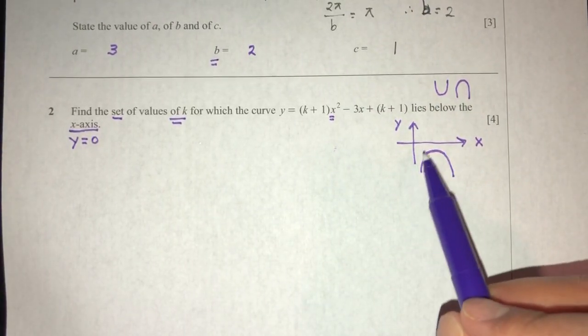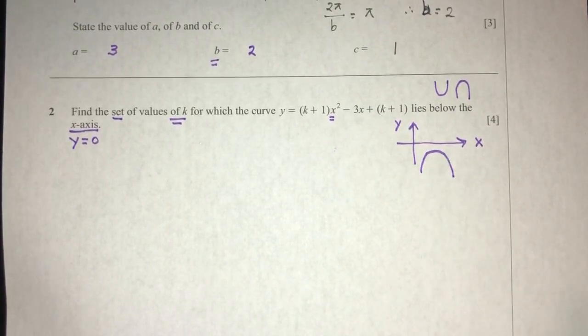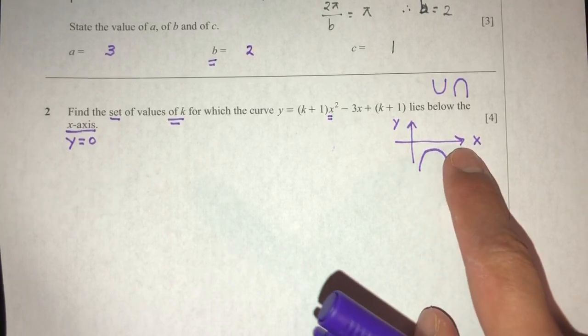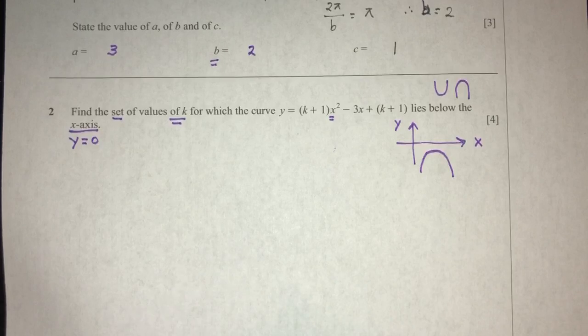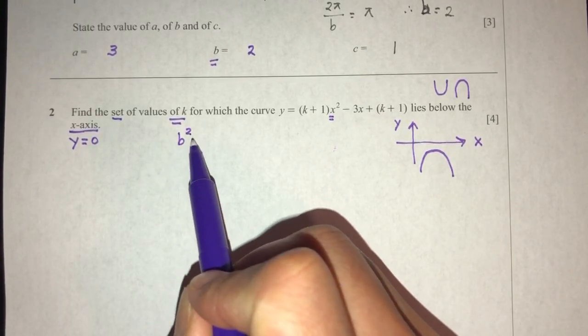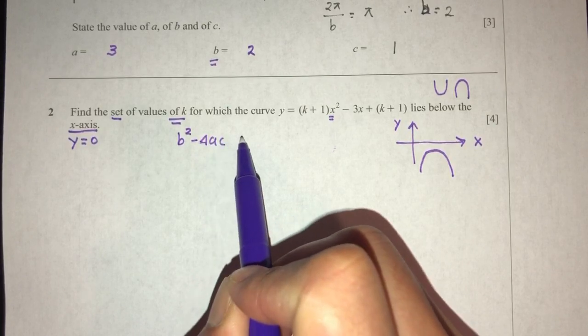Because it has to lie below, it can only have this shape. Now, when it lies below, it means that this one will not touch your y-axis. If it doesn't touch, if there are no points of intersection, we know b squared minus 4ac has to be less than 0.